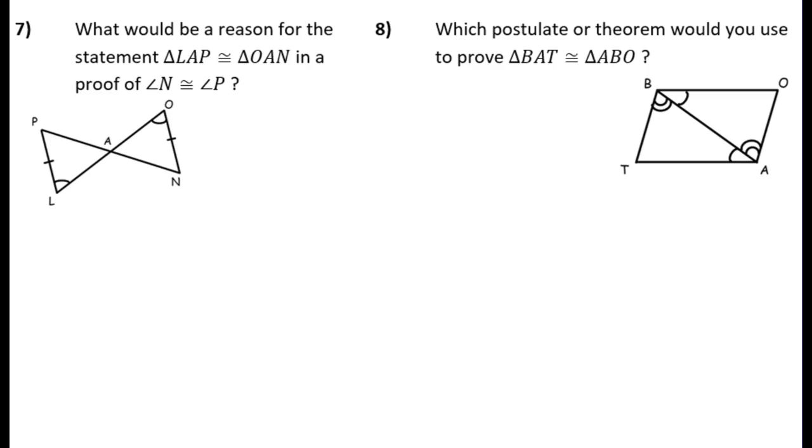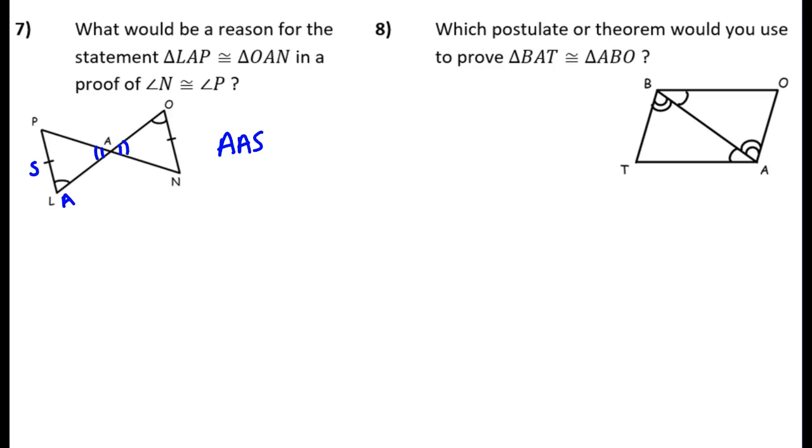In problem number 7, it says, what would be a reason for the statement triangle LAP congruent to triangle OAN? So notice that they give me an angle. I have a side here, and then I also have vertical angles being congruent. So with that being said, I have an angle, and a side, so AAS.